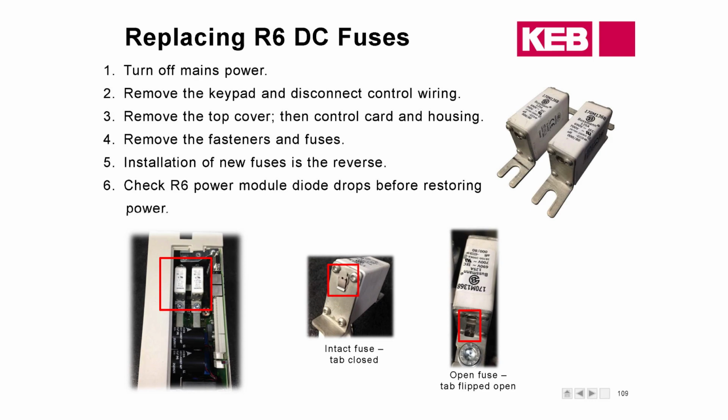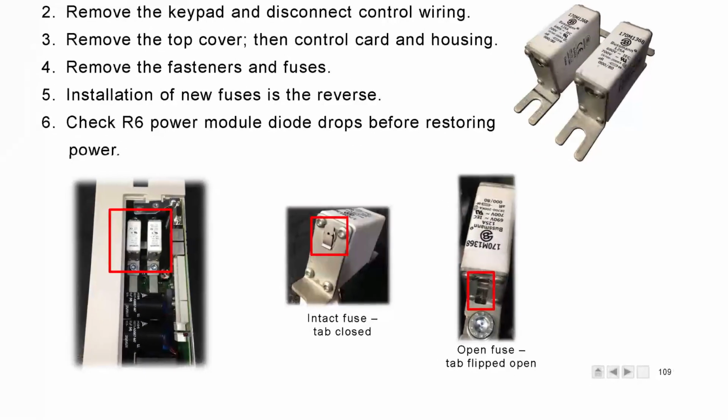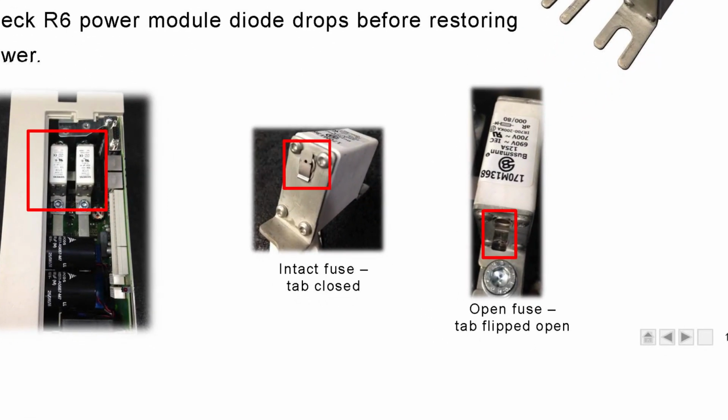A note on the DC bus fuses in the R6. There are no fuses to replace in the F5. This is only for the R6. But with these fuses, you can actually visually see if they're blown or not. It's going to be indicated by this little tab here. And if you look at this picture, see how it's blown open?